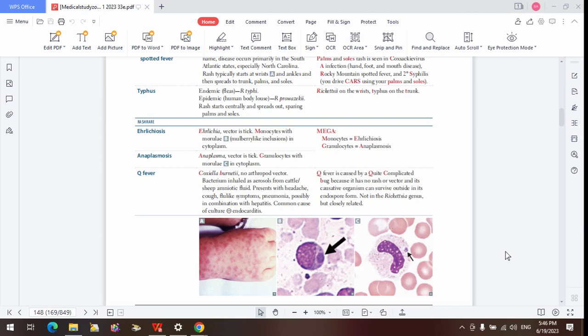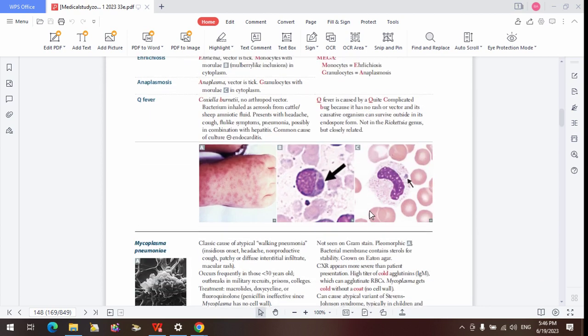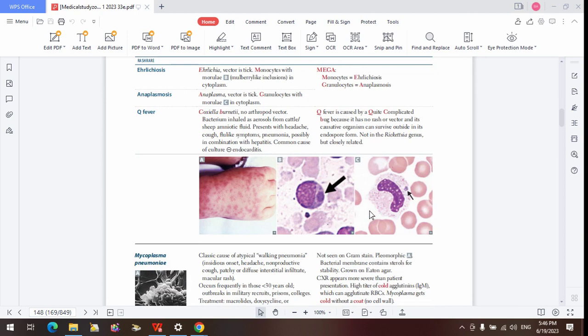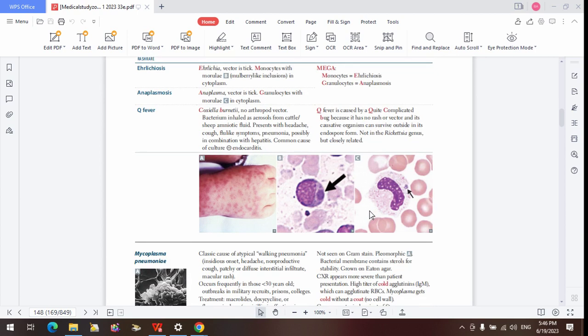Coxiella can also survive outside the reservoir as an endospore. That's not how you get it, it's just one of those things that is mentioned. So we should always remember the triad of Coxiella burnetii: infiltration of the lungs causing pneumonia, hepatitis, and endocarditis. I think we should be able to remember that, guys.